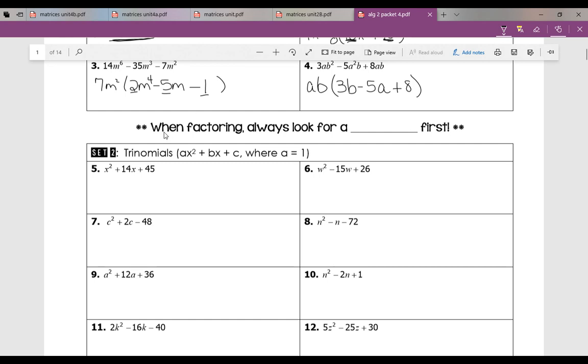Okay? Now, when it comes to factoring, you always look for a greatest common factor first. I don't care if you have 3 terms, 4 terms, 5 terms. Does not matter. Always take out the greatest common factor first, because what is left behind has smaller values and smaller variables in it, and it's always easier to work with the smaller numbers.